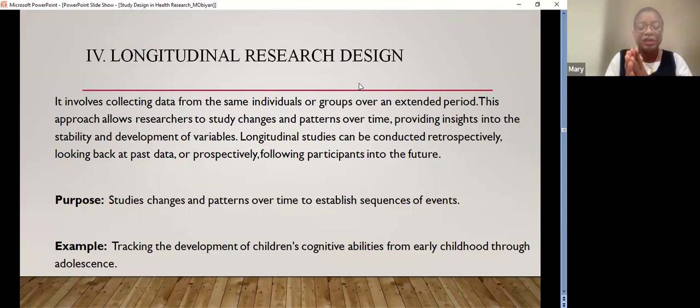It is called longitudinal. It is not a one-time thing. It's not that I've collected the data and I write my report. No, they collect the data sequentially, at different time points: at the point of recruitment, maybe the next 5 years, the next 10 years, and they keep track of each of their respondents.